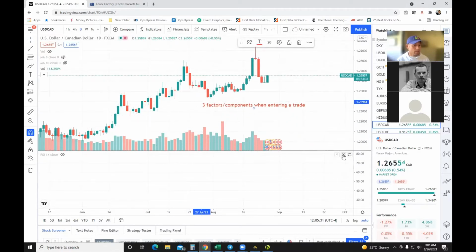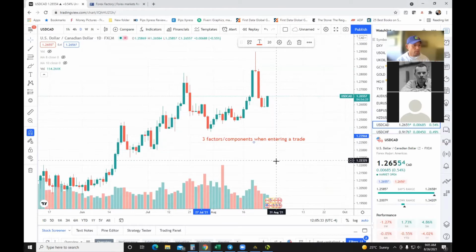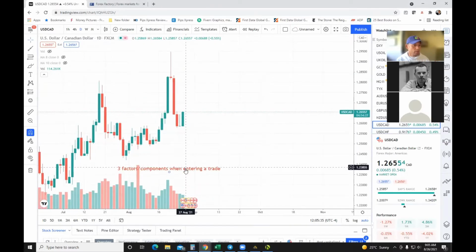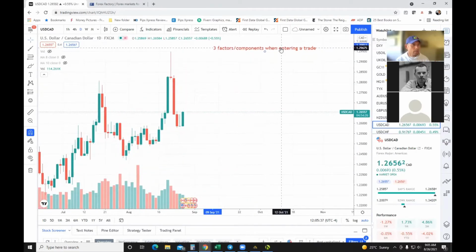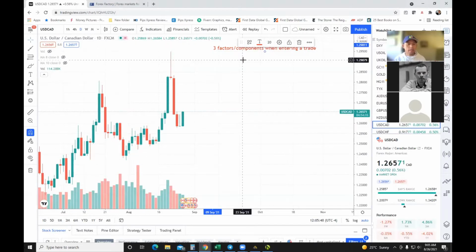Let me delete this one here for a sec so we can have some room. And what are they? Actually, just to test you guys out, what do you think are some factors or components when you're trading, what are you looking for? What do you have to do to enter a trade? Mind you, there is no right or wrong answer. I'll start from you, then Jeff.